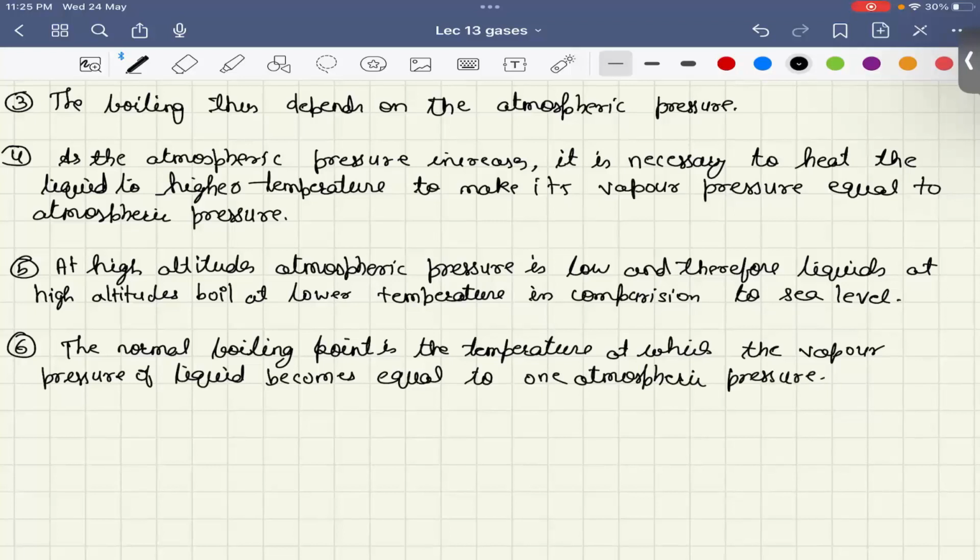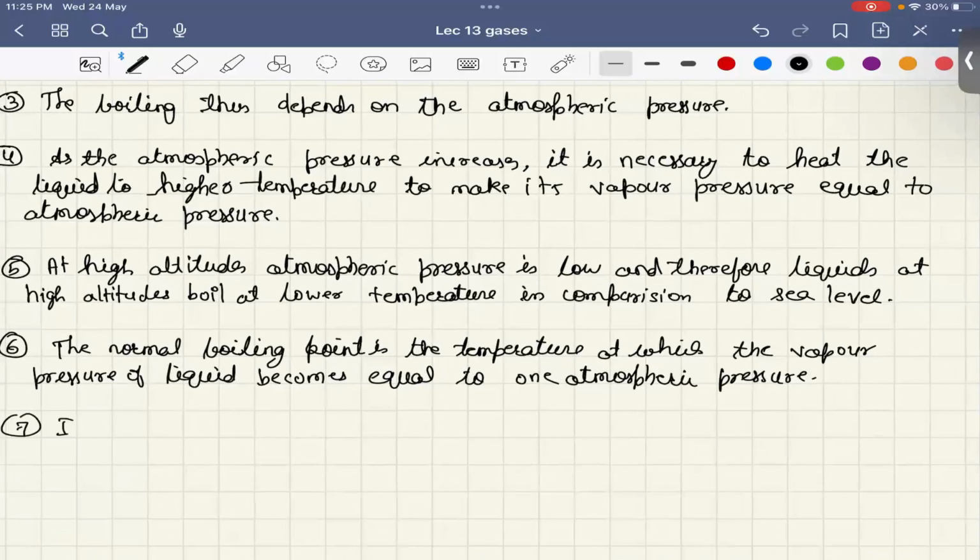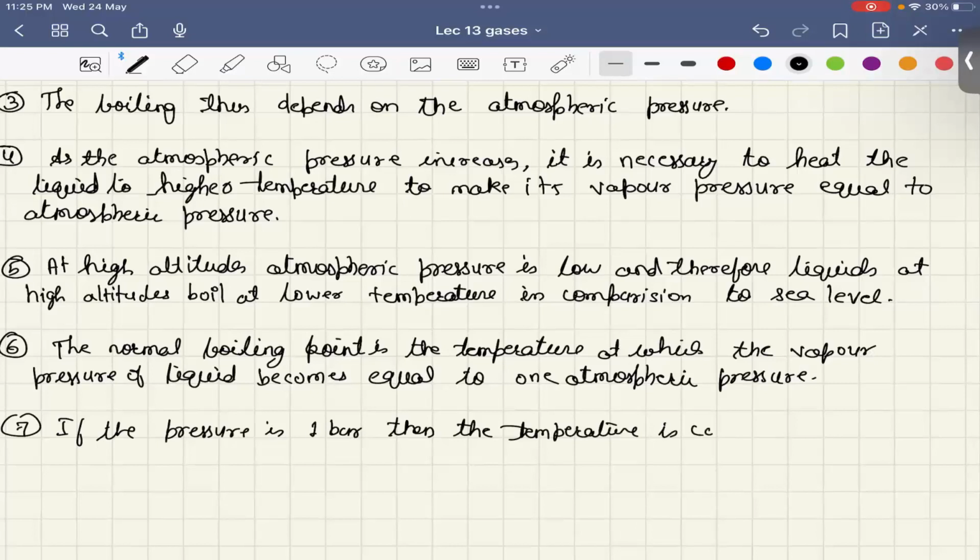Right? If the pressure is 1 bar, then the boiling point is called as standard boiling point. If the pressure is 1 bar, then the temperature is called as standard boiling point.